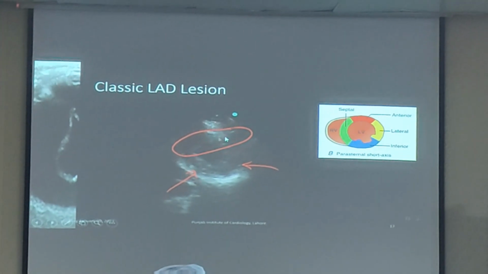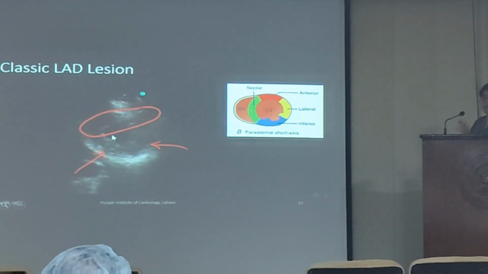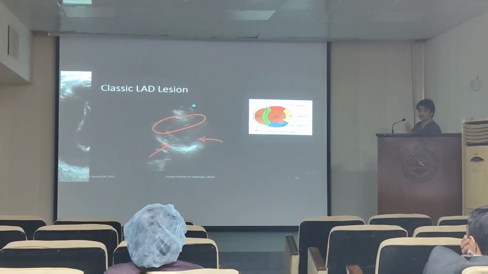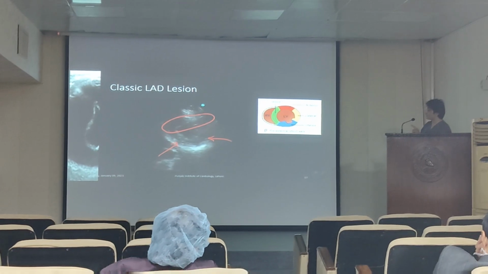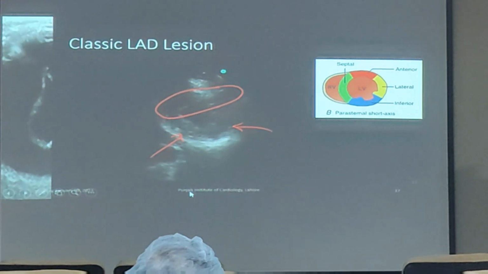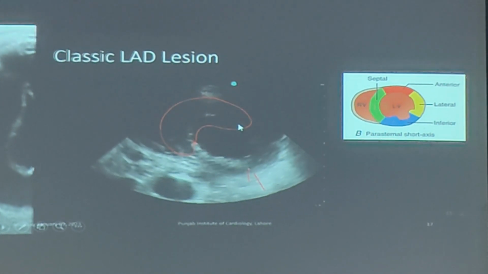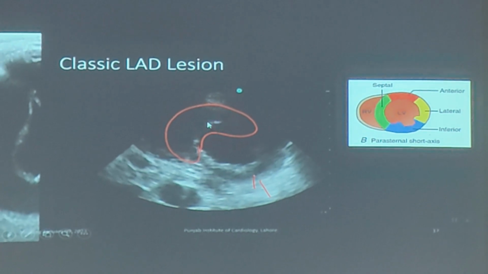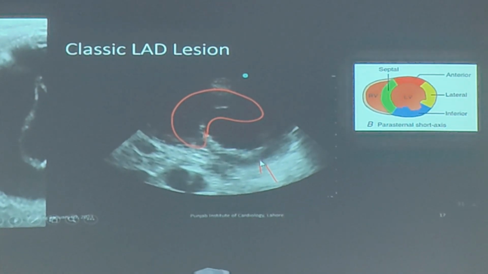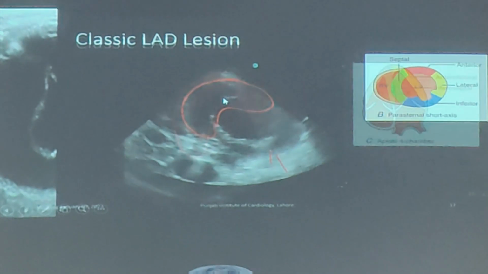So it's now not moving well. Actually, I don't have the video to show you the exact movement of this, but trust me, I am telling you the truth. This portion is not moving, for the sake of knowledge. Okay? This is another view. This portion, which is the septum, is not moving. So we conclude that this portion is supplied by the LAD, so there is a lesion in the LAD.